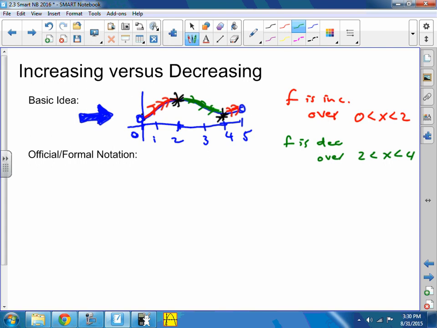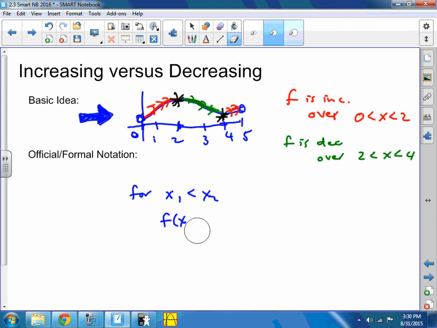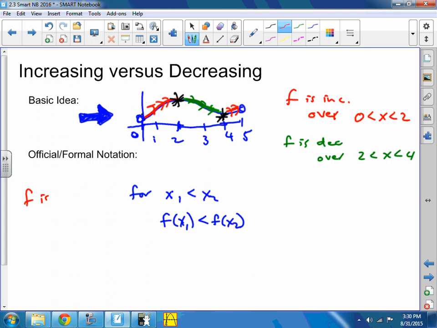Official formal notation, the reason that red region looks like it's climbing is this. For x1s that are less than x2s, f of x1s are less than f of x2s. This is called increasing behavior. f is increasing if for x1 less than x2, f of x1 is less than f of x2.